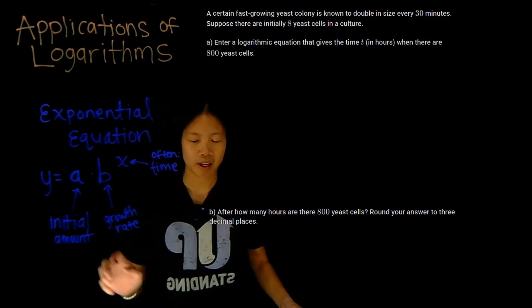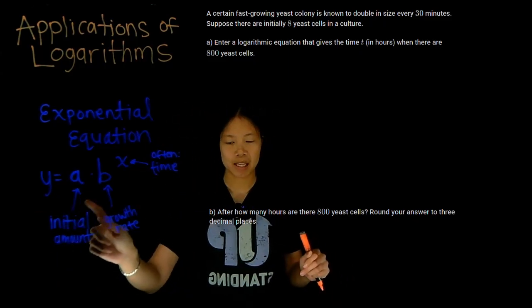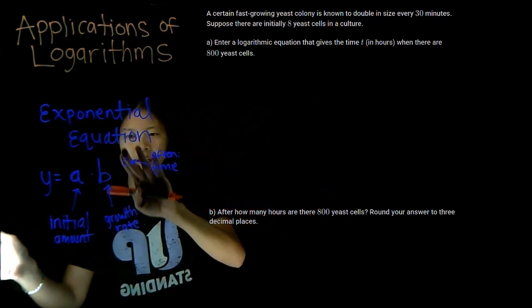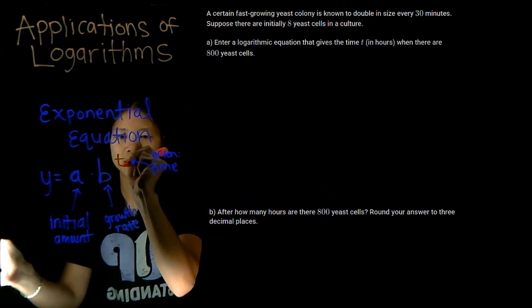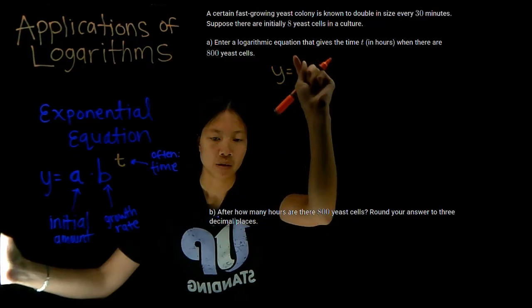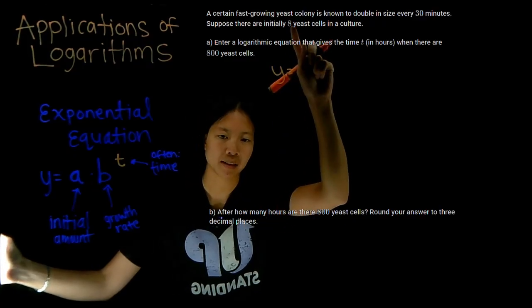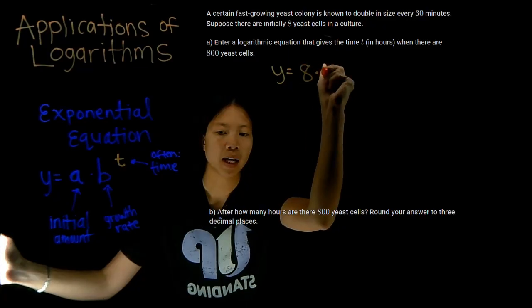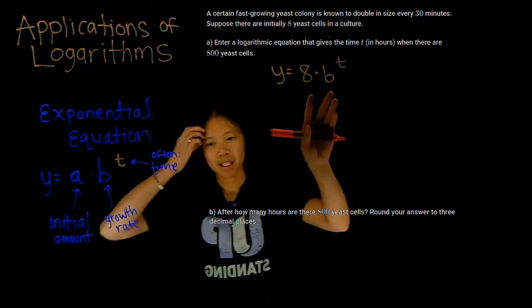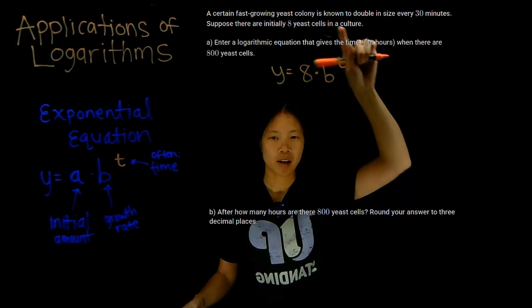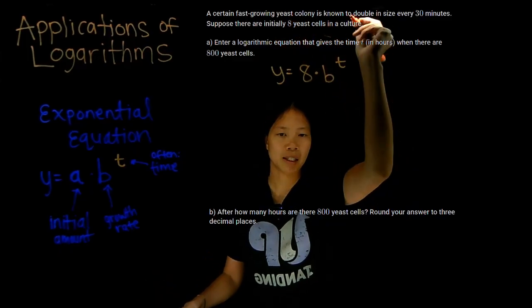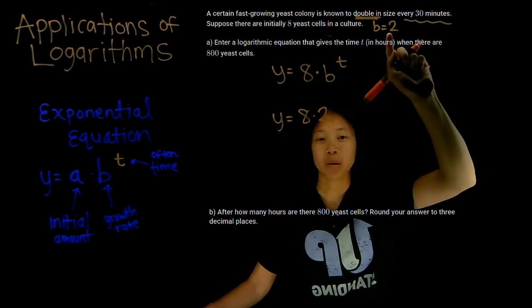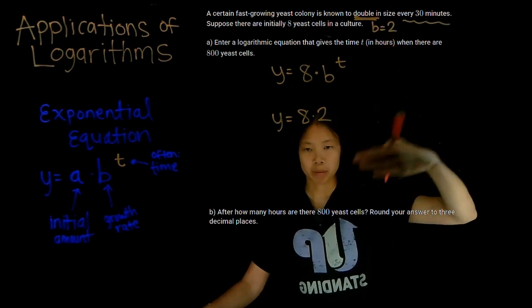So with our exponential equation we have y equals a times b to the x. In this case they want us to change x to t to be in time instead. So we're going to call this t instead. Now we have y. We know our a value is 8 because we initially had 8 yeast cells in the culture. So we have 8 times b to the t. Our b is our growth rate, and we know that our yeast colony is doubling in size. So that is our base. We are doubling every time. So we know our b value is 2.